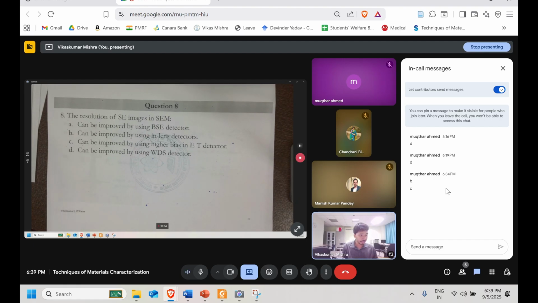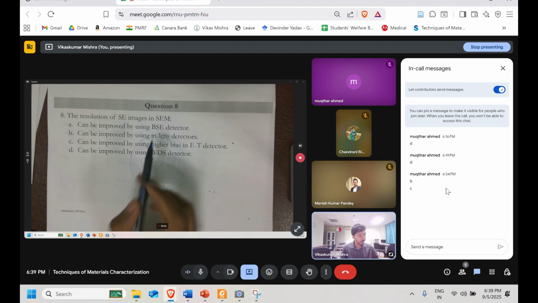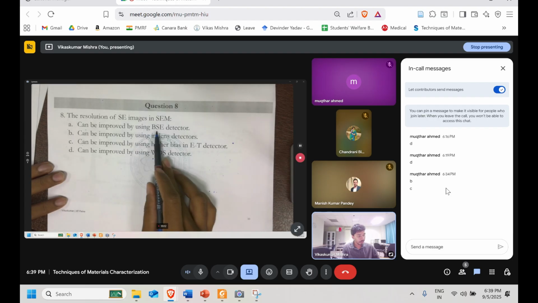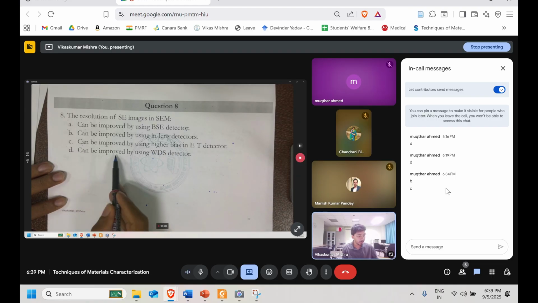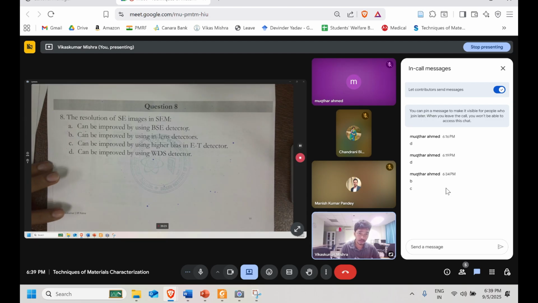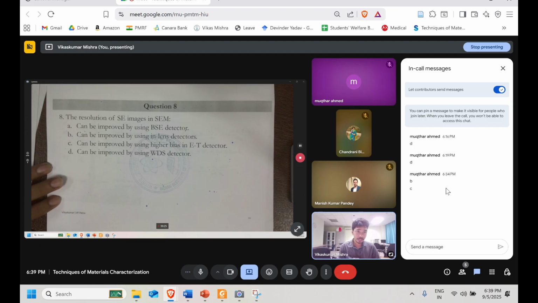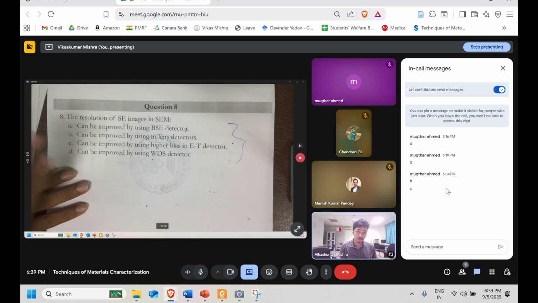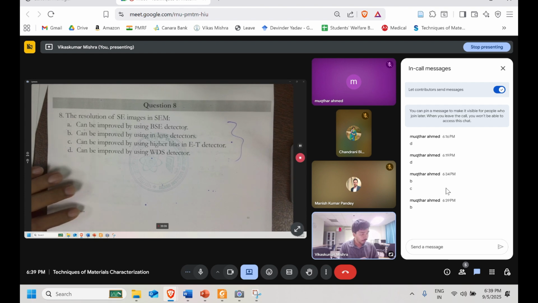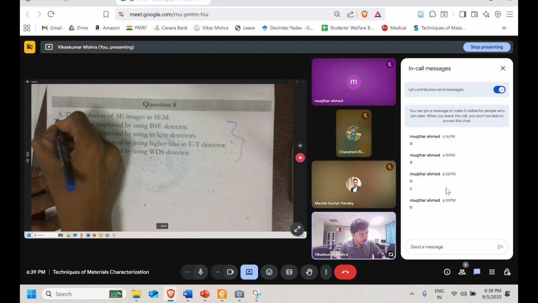Question number 8. The resolution of the SE image in SEM can be improved by using: the BSC detector, the inlens detector, the high bias in the ET detector, or the WDS detector. What do you think is the right answer? It's very easy, like we have already solved this question. We have discussed a lot about this. More or less, this question is a repetition of what we have studied till now. Very good, Ahmed. The right answer is option B, the inlens detector.